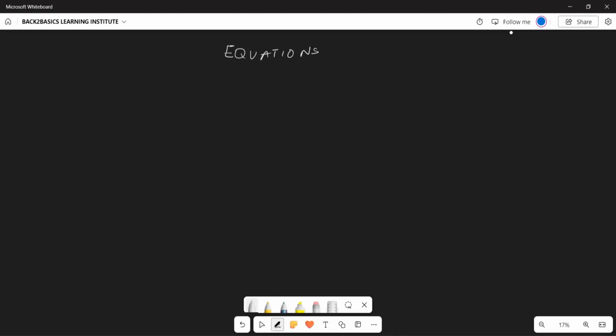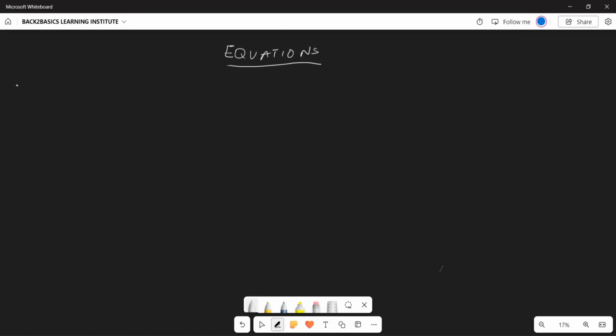Now what we are going to be focusing on today is understanding what equations are, or rather linear equations. Firstly, I think it's fundamentally important that before we do anything, we start by understanding what the word equation itself means.